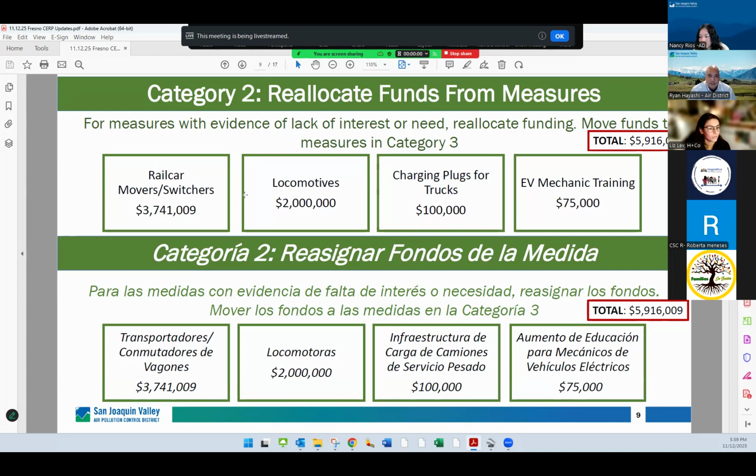I know this last one, it seems like we're not interested in EV mechanic training by talking about reallocating the $75,000. It has more to do with the great success that we've seen from the state college program. Kind of going back to when we were initially talking about this, we had several meetings with Fresno City College, and especially the newer West Campus, and from that feedback, the program is up and running. There's opportunity. Anybody can participate.